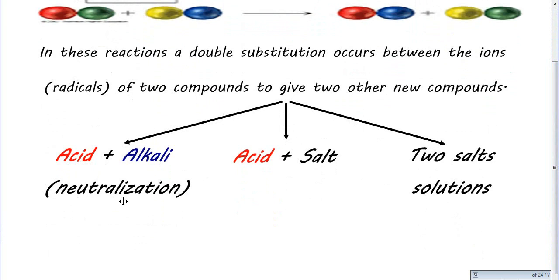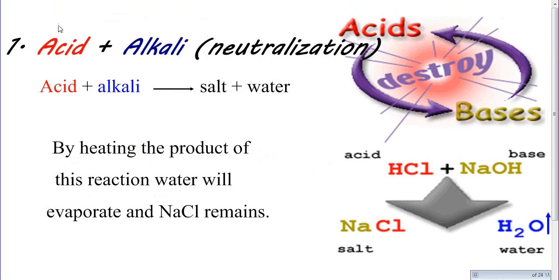Concentrate on this name. The second type, acid with salt. The third type, the reaction between two salts that substitute each other to give us another two salts. Let's start with the first example, acid plus alkali.